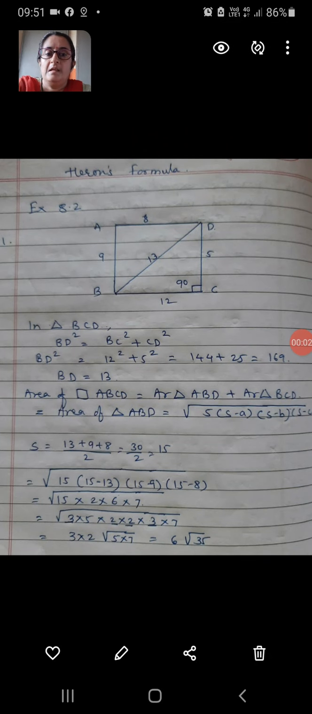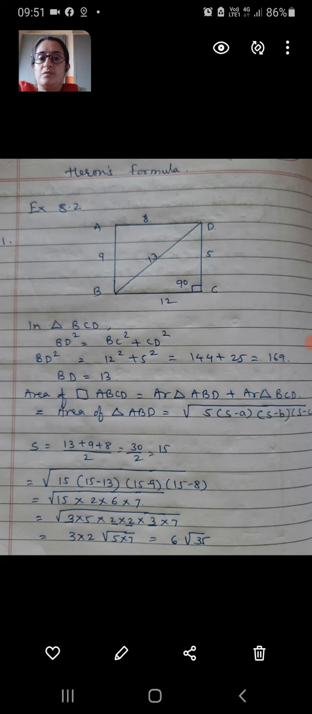Hello children, today we are going to do the second exercise of Heron's formula. In this exercise we are going to find out the area of figures where two or more than two triangles are involved. Now using the same formula, Heron's formula, we are going to do it.